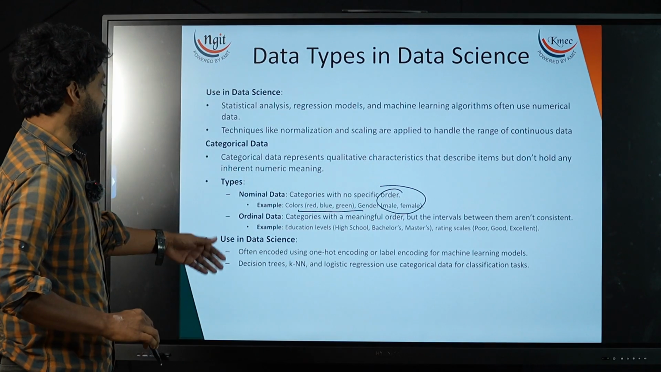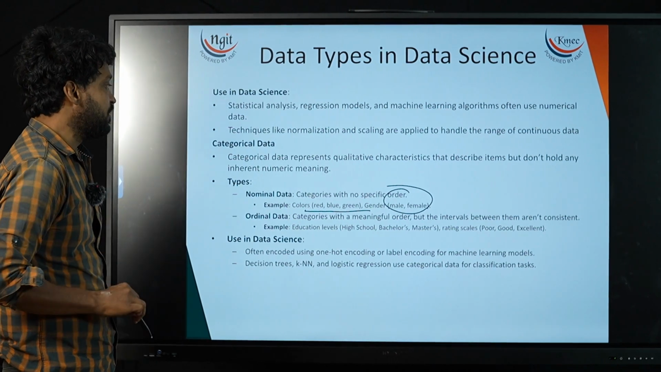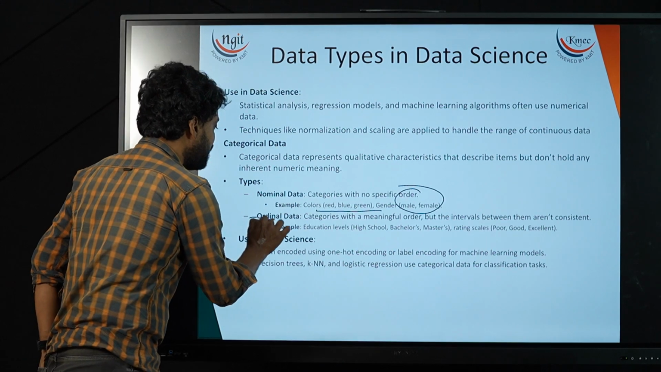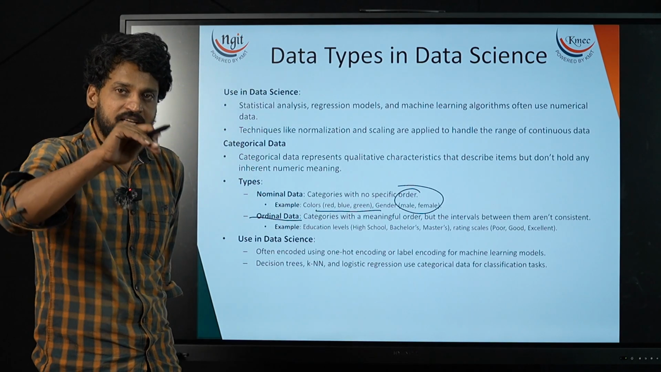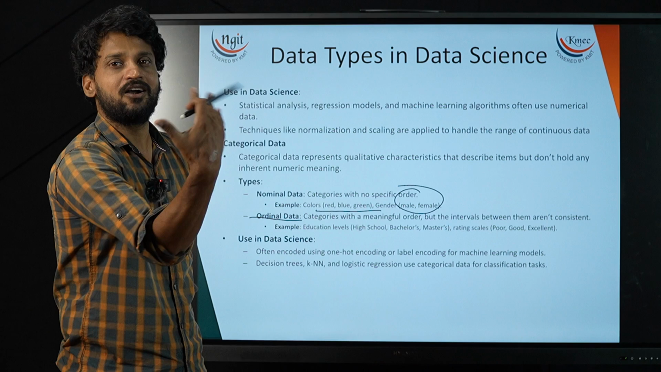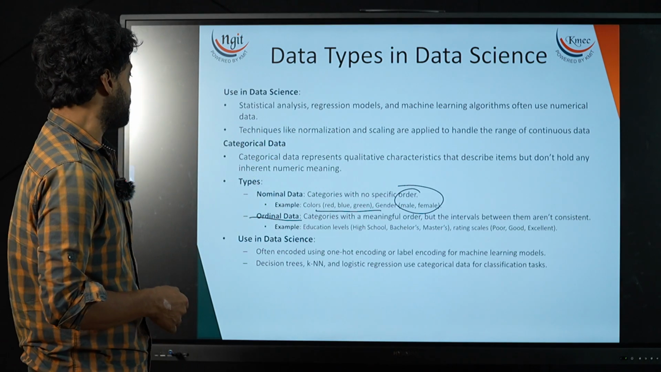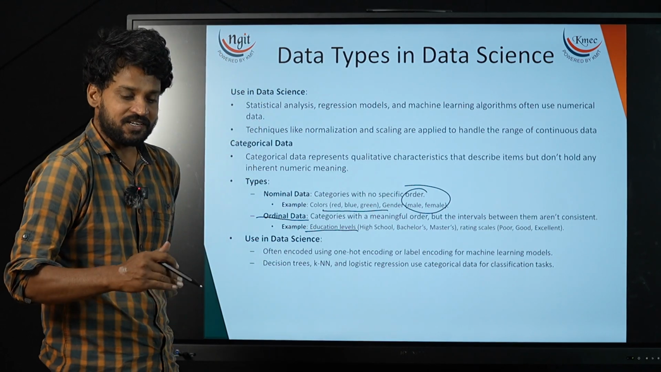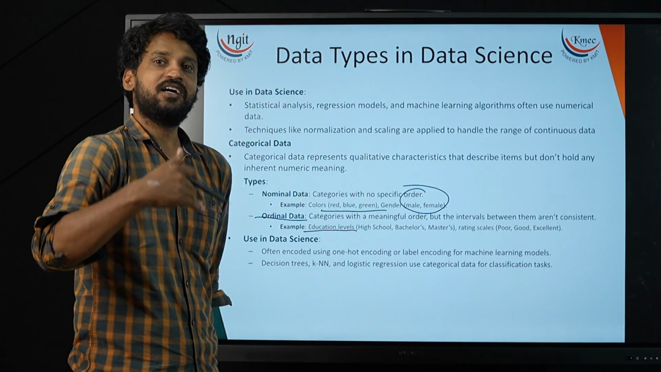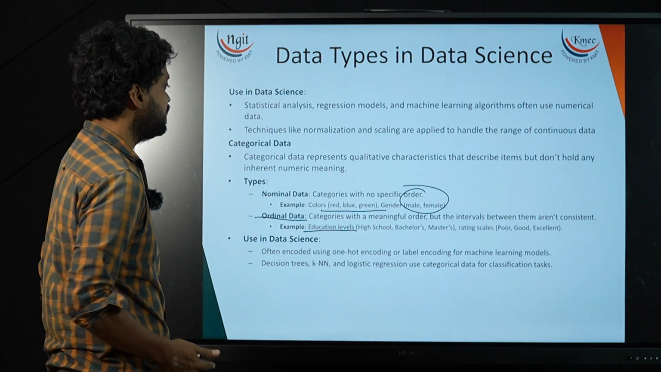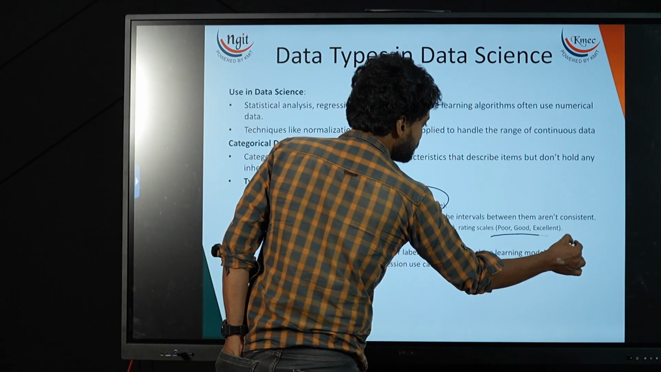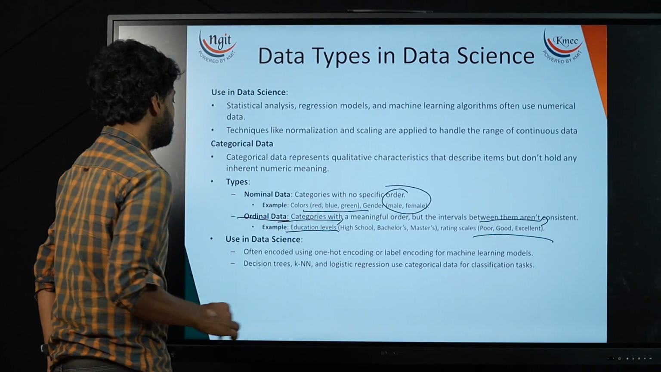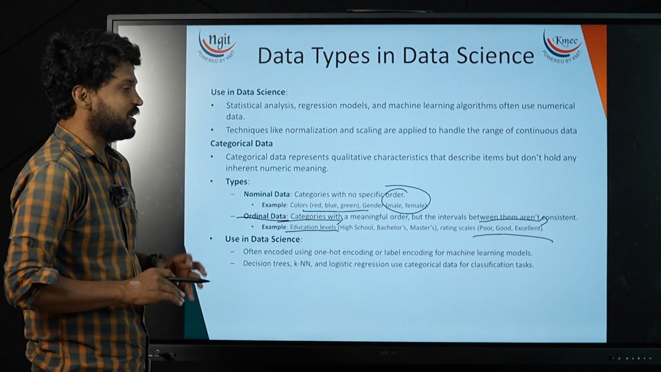And ordinal data: categories with a meaningful order, but intervals between them are not consistent. When it comes to ordinal data, there will be a meaningful order, one after another. For example, education level. Education level starts from 10th class, and there is an order from there on. Similarly, rating scales: poor, good, excellent. There is a specific order here, right? So this is categorical data.